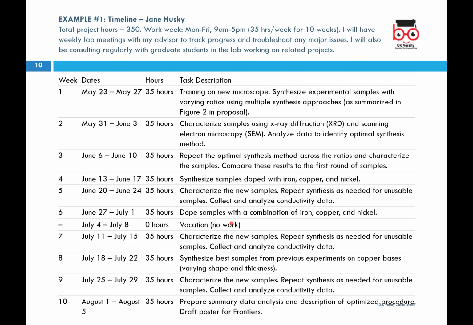Is that clear? So you would want to prepare a timeline for this, for your research also. Just take a picture of this. You can take a snapshot of this.